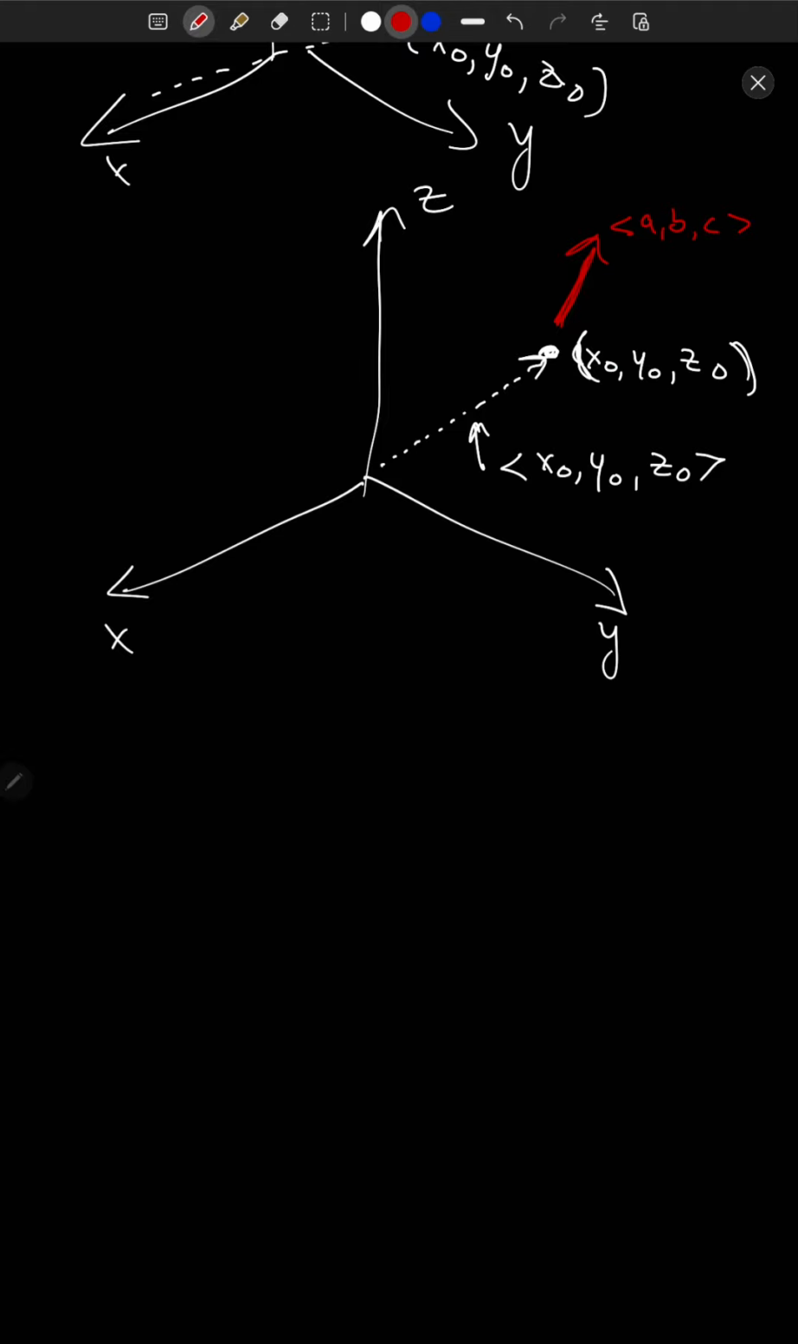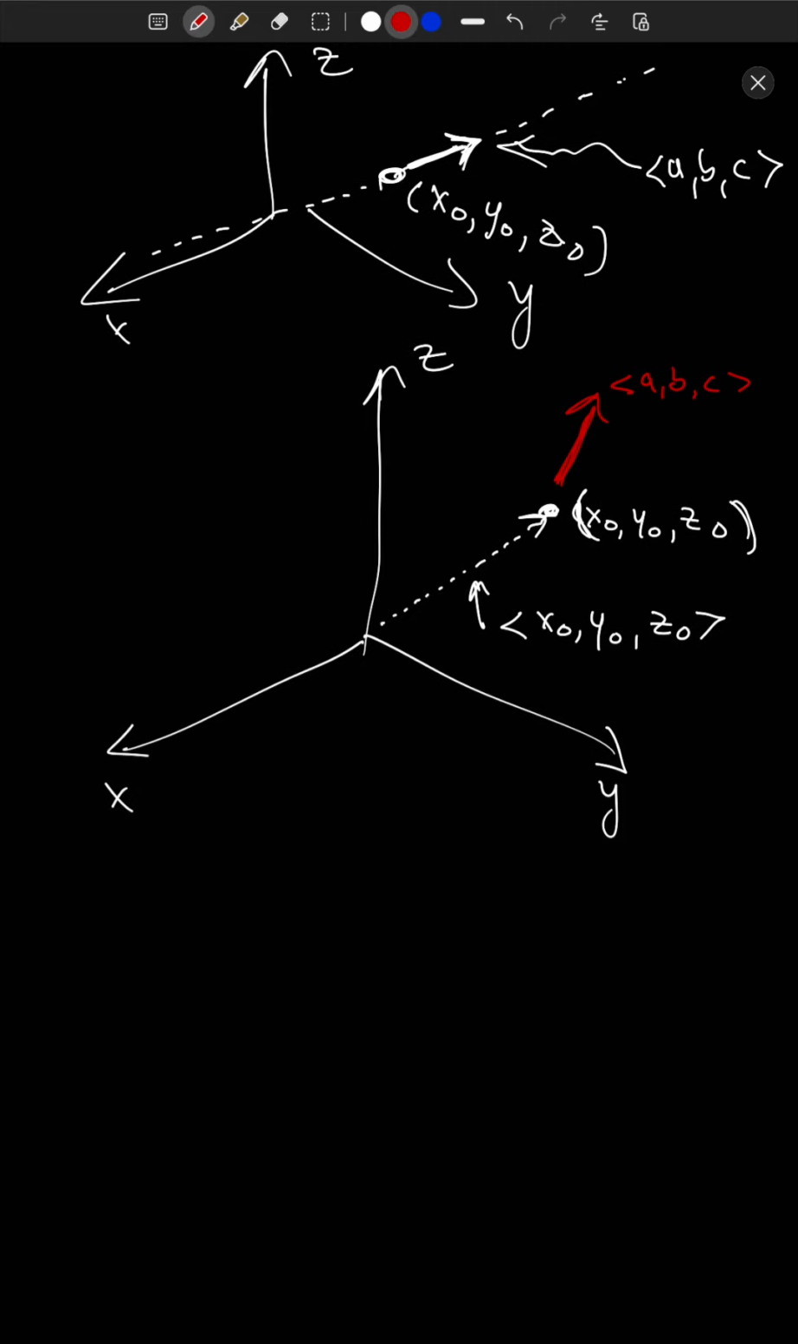Now think about this. If I add ⟨x0, y0, z0⟩ to ⟨a, b, c⟩, I'm going to get a vector that looks like that. So that's the sum of the two. And what's important is that the sum of these two actually lives on the line that we're interested in. The line looks perhaps something like this: if I extend it this way, it looks like that, and if I extend it that way, it looks like that. So this isn't a coincidence.